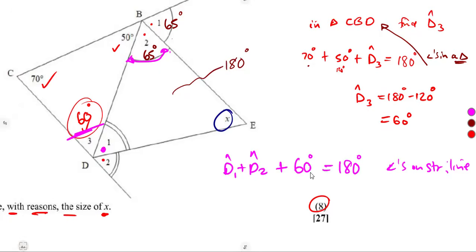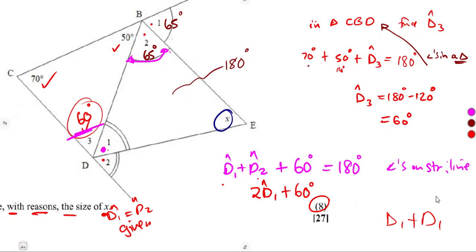All right. So D1 and D2, remember they're equal. We are given that D1 is equal to angle D2. So I can write angle D2 as D1, or angle D1 as D2. As we are focused on angle D1, that's 2 angle D1 plus 60 degrees, because it's angle D1 plus angle D1. So that is equal to 180 degrees.